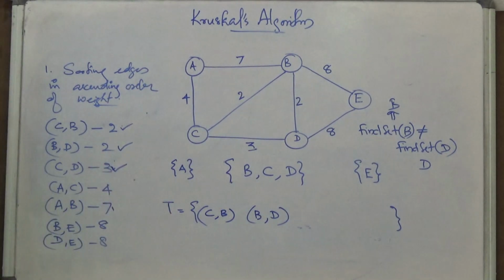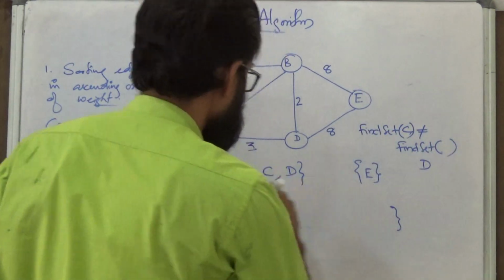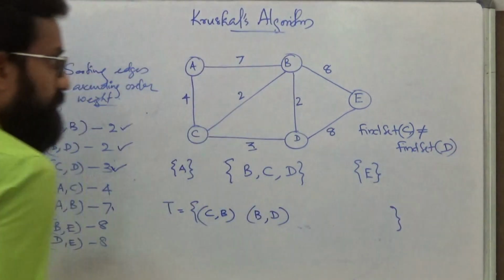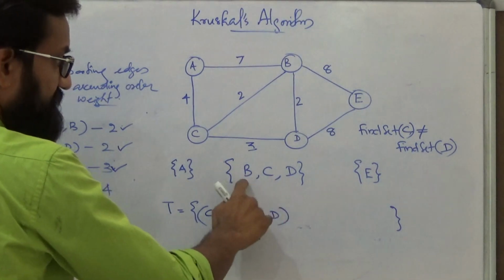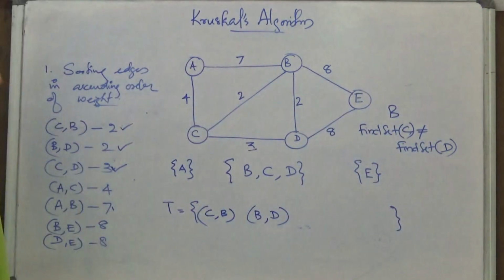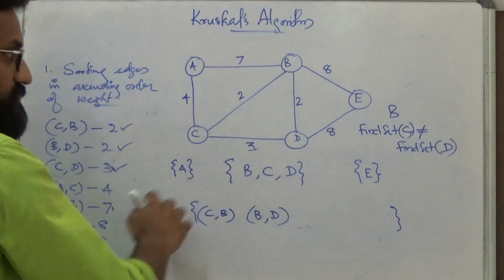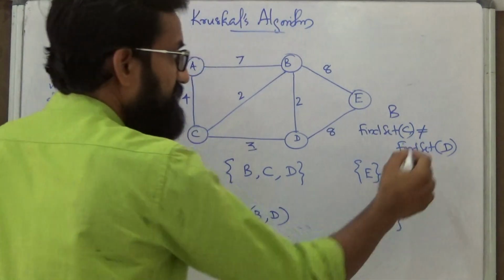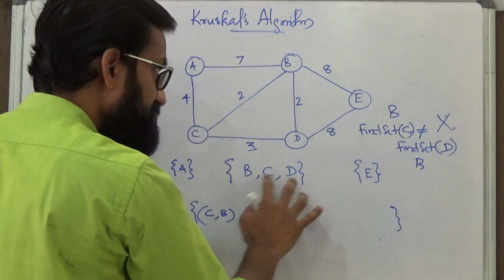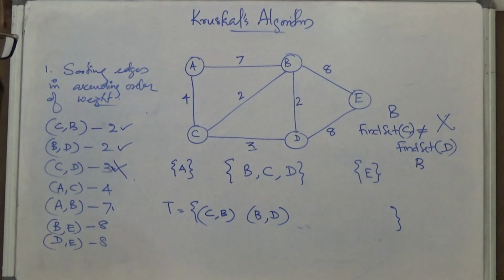Now you will take CD. You will be checking find set C not equal to find set D. C is the first vertex and D is the second vertex. So what about find set C? Find set C is the first element in which C belongs to, that is B. Find set C will return B. What about find set D? Find set D will return the first element in which D belongs to. So it will return B itself. So this condition fails because C and D lie in the same set, it will return B. So this edge is an unsafe edge. You are not allowed to add this edge.